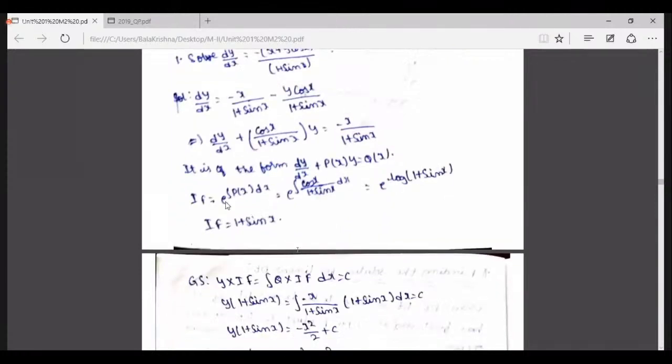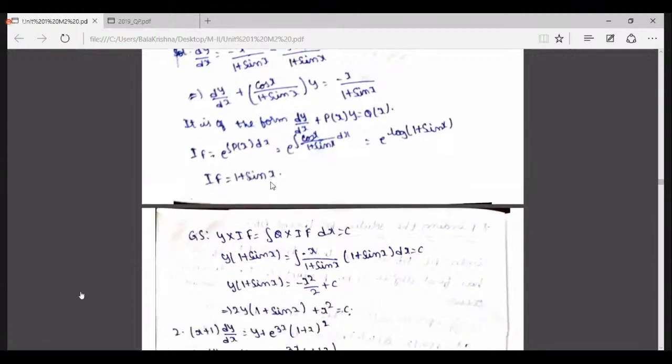So its integrating factor is e power integral p of x, where p of x is cos x by 1 plus sin x. So it is in the form of f dash by f of x. Derivative of 1 plus sin x is nothing but cos x, so 0 plus derivative of sin x is cos x. So as it is in the form of f dash by f of x, it is log of f of x, that is log of 1 plus sin x, so the integrating factor is 1 plus sin x.